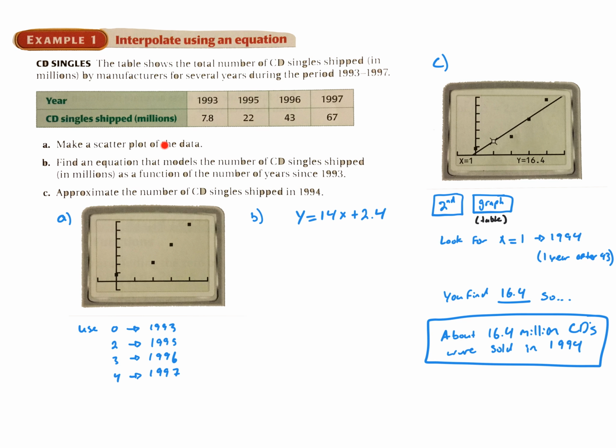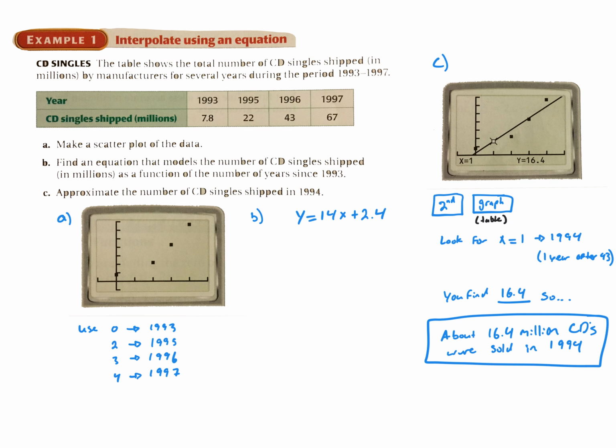First of all, make a scatter plot of the data, which we already know how to do, going into your stat plot and editing that and entering the data in there. To make our lives a little easier, we're going to use 0 to represent 1993. Since 1995 is 2 years away from 1993, we use 2 to represent that. 96 is 3 years away, so we use 3. 97 is 4 years away from 1993, so we use 4 to represent 1997. And you get these data points whenever you graph that.